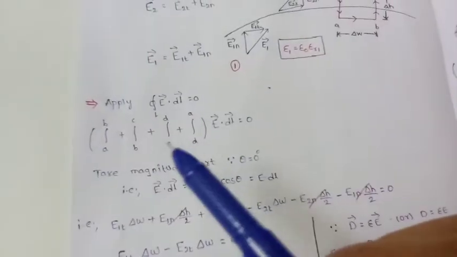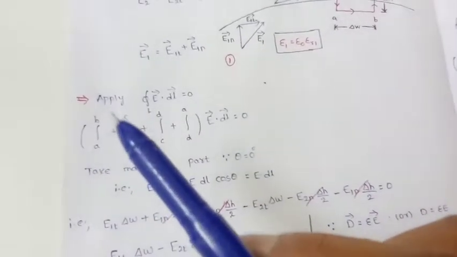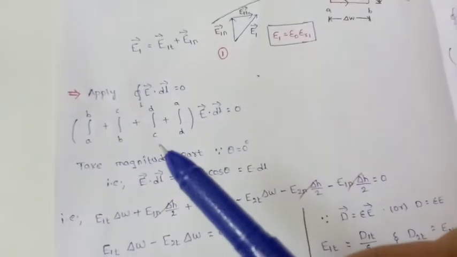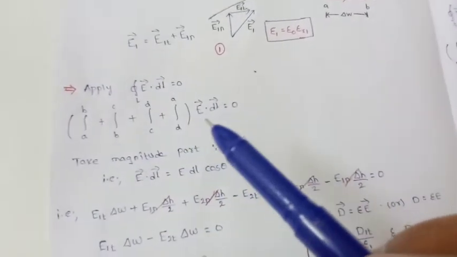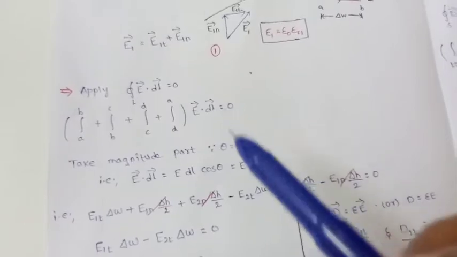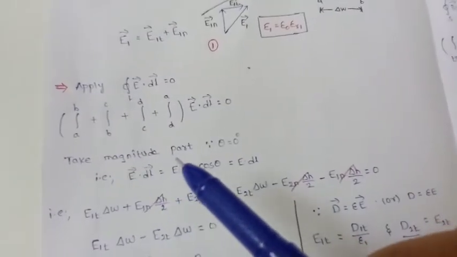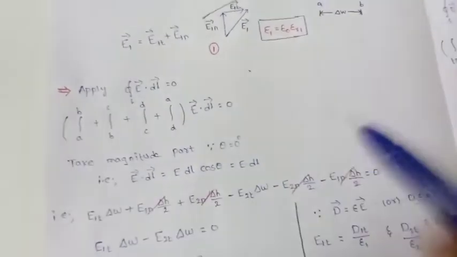Therefore, this closed path is split into A to B, B to C, C to D and D to A, with E dot dl equal to 0. I am going to consider the magnitude part, since theta is equal to 0 everywhere.